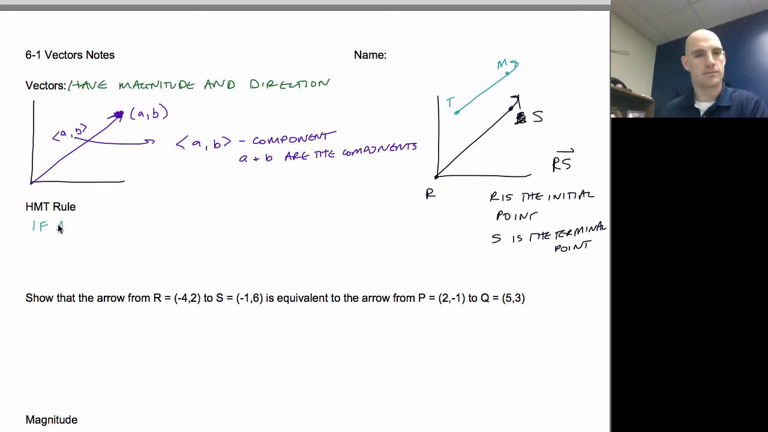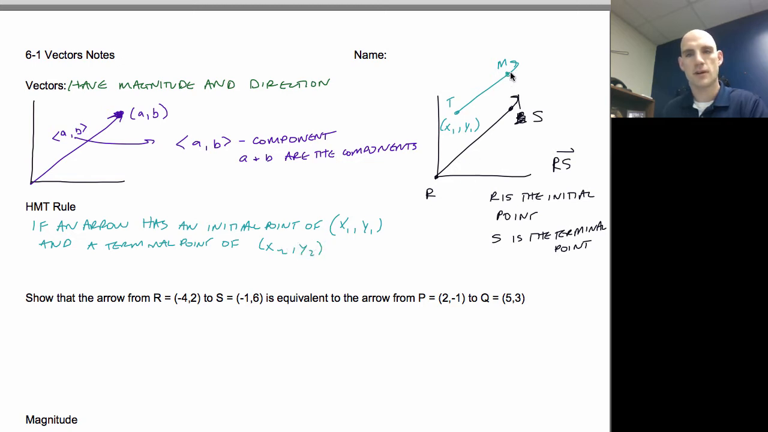If an arrow representing a vector has an initial point of x1, y1. Okay, so this would be like x1, y1. And a terminal point of, you guessed it, x2, y2. So that would be up here, x2, y2.